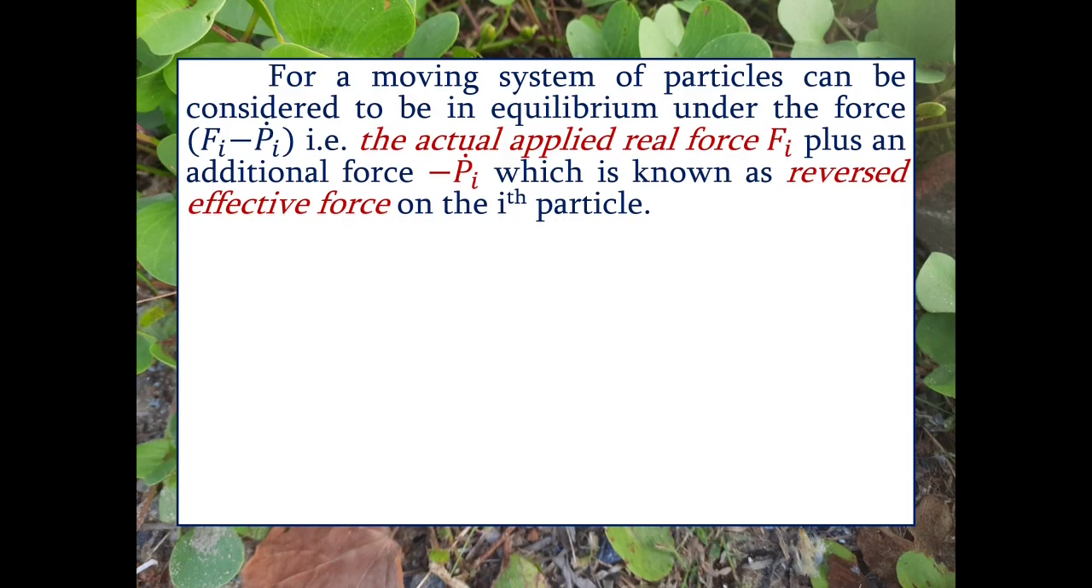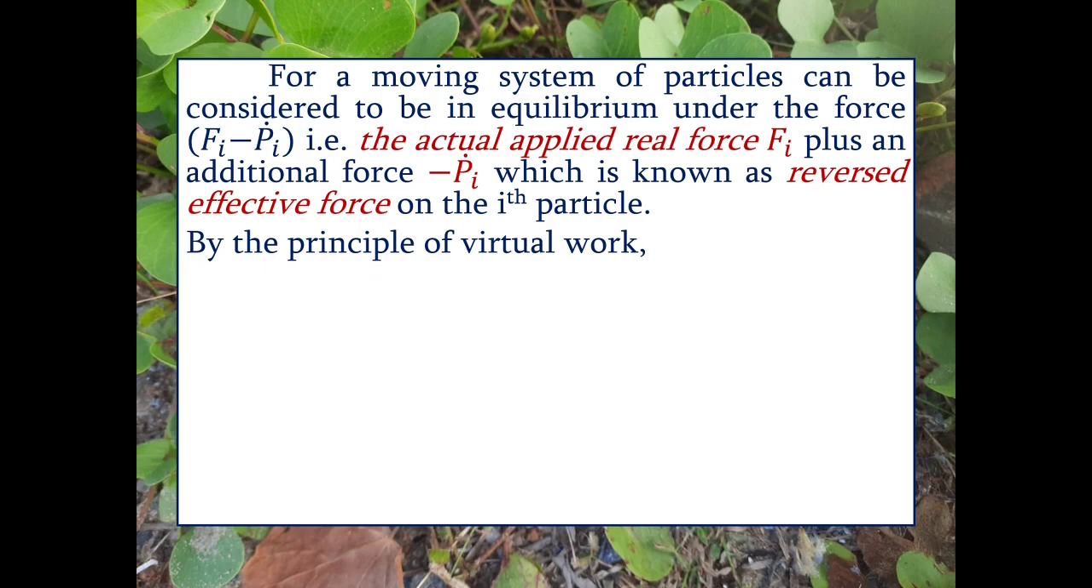We can say a moving system of particles is in equilibrium under a force Fi minus Pi dot. That means to keep a moving system in an equilibrium position, a force of Fi minus Pi dot has to act on that system. Here, this Fi is called the actual applied real force, and minus Pi dot is called the reversed effective force acting on the ith particle. This was the force introduced by D'Alembert to keep the moving system of particles in equilibrium.